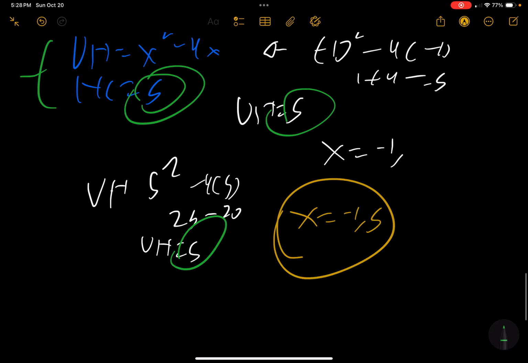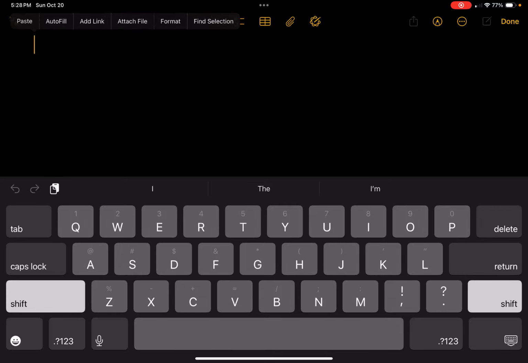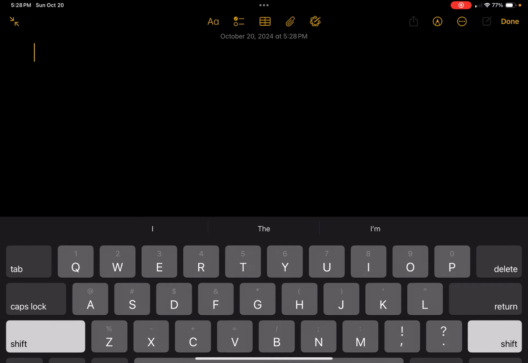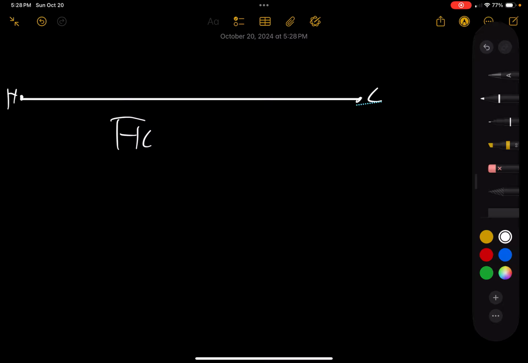So there we go. Now let me make another one. This time we're going to be working on distance. So now we have another line segment, and I'll call this HC. So line segment HC or CH. Let's say we wanted to find the length of the line segment.